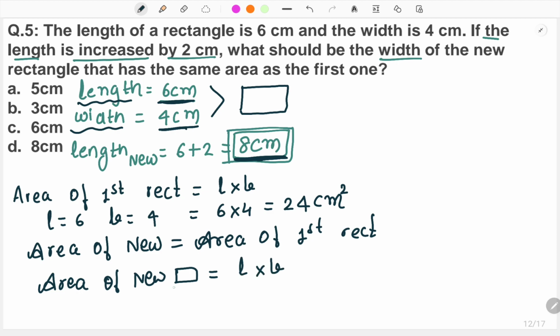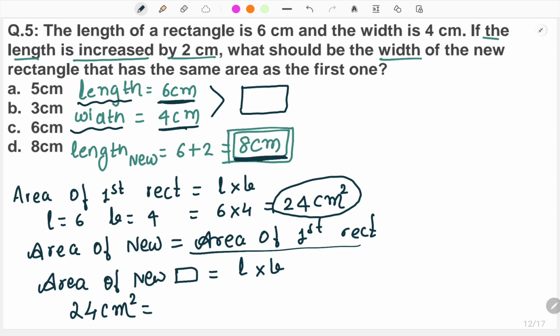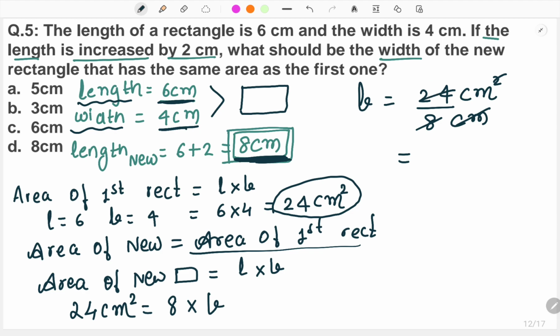Again, now we know the area of new rectangle is equal to the area of first rectangle, and the area of first rectangle is equal to 24 centimeter square. So I'll simply write it down, copy it. 24 centimeter square is equal to, we know the length of the new rectangle is 8, but we don't know the breadth and we have to find this. So breadth will be equal to 24 centimeter square divided by 8 centimeter. Centimeter square upon centimeter, centimeter got cancelled, 8 3s are 24, so the breadth will be equal to 3 centimeter.